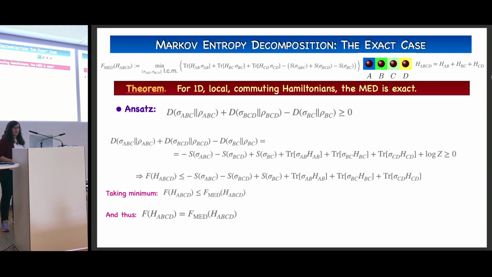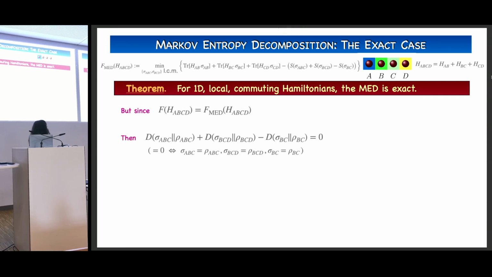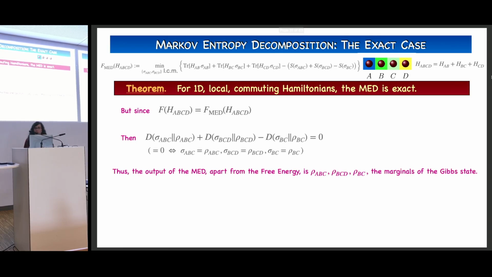But apart from that, I told you something about the marginals. And to see what happens with the marginals, we have to go back to the case of equality to 0 in the ansatz that I was suggesting before. And this equality to 0 comes if and only if we have equality in all these pairs of marginals, which means that the output of the met, apart from the free energy, is going to be these three marginals of the Gibbs state, so rho ABC, rho BCD, and rho BC. So now we have an algorithm that is essentially giving us the free energy and these three marginals, but we are interested in obtaining the Gibbs state itself, not the marginals of the Gibbs state.